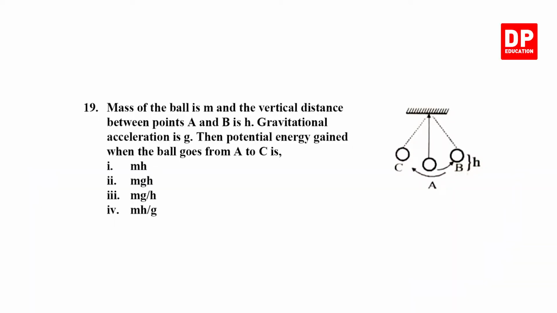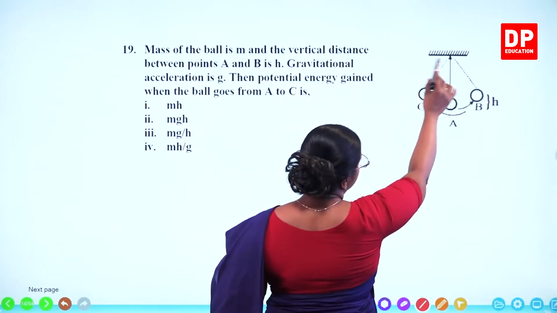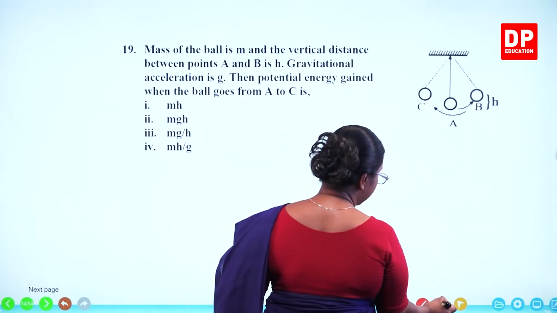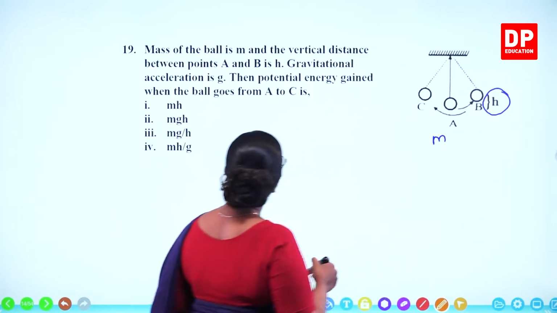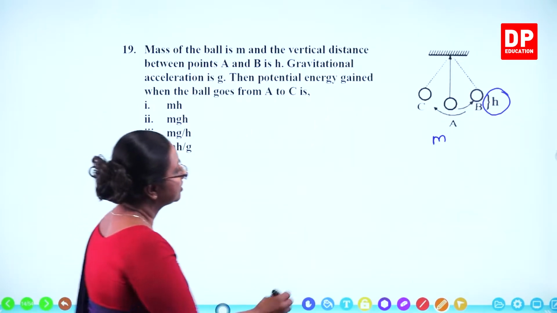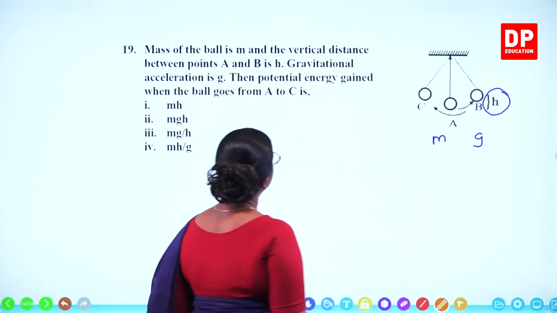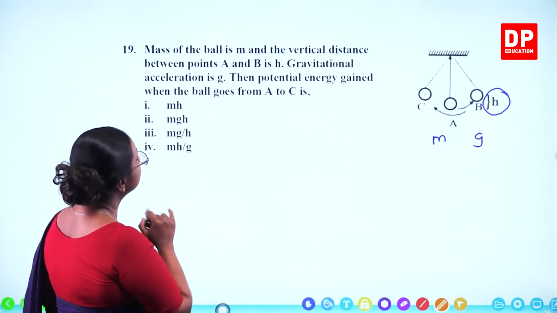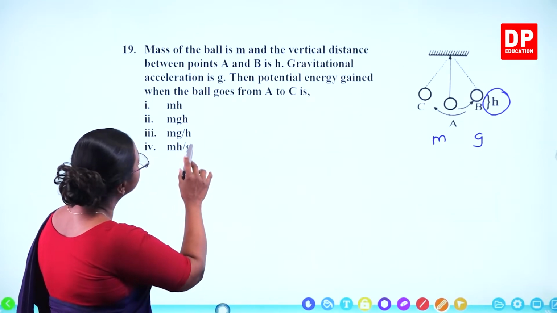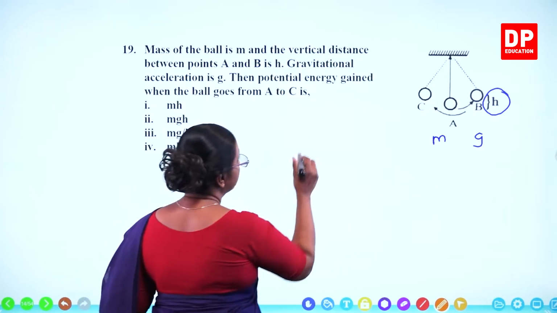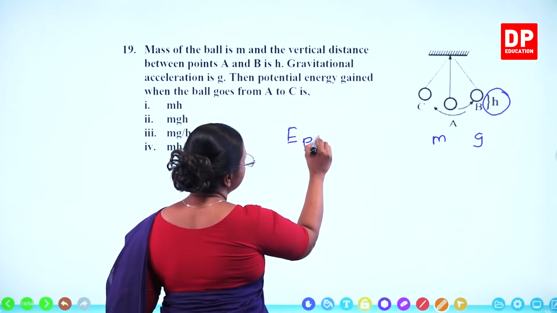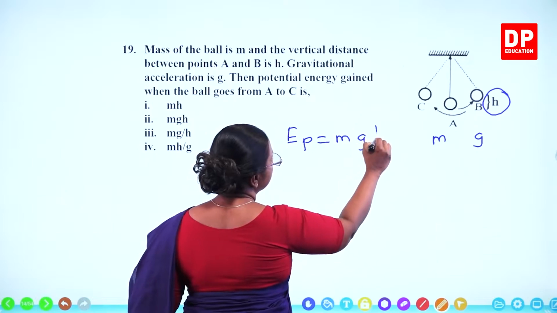Number 19. Mass of the ball is m and the vertical distance between points A and B is h. So the same diagram, you can see the mass of the ball is given to us as m and the height is marked here h. Gravitational acceleration g. Then potential energy gained when the ball goes from A to C. That is the height difference. What is potential energy? E potential equals mgh.